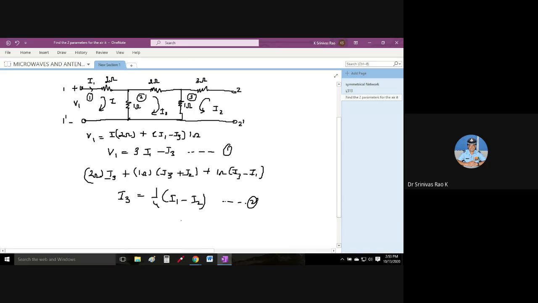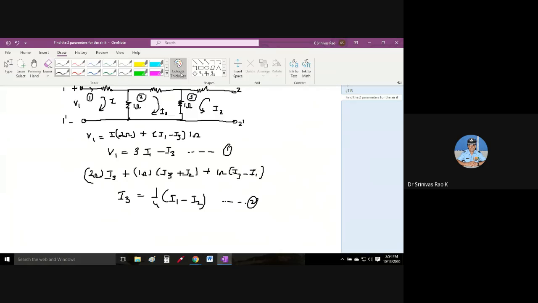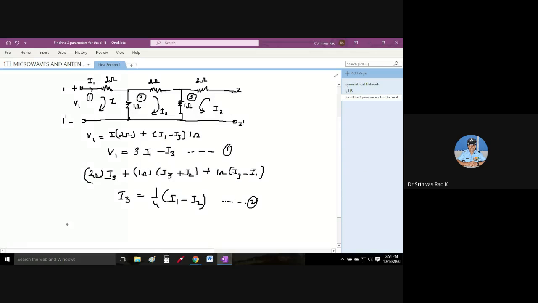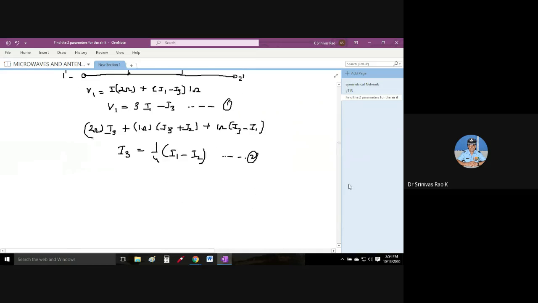That small dot is missing again. It goes with the mouse. I'll change the size, then it will be easy. Yeah, now we can easily see. So similarly, you will have one more equation.